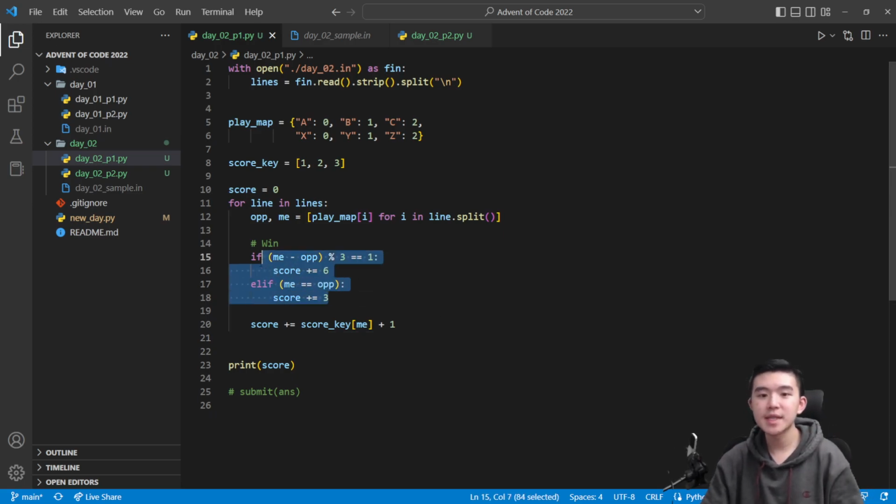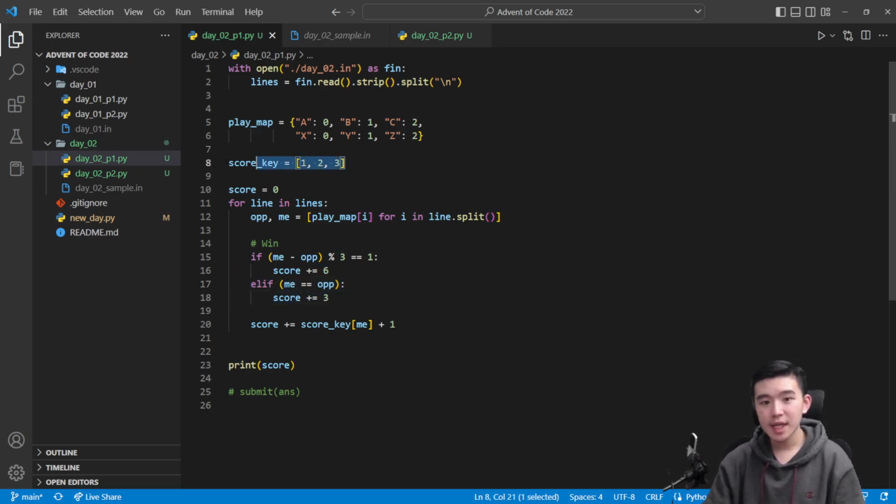Anyway, so we can easily determine if we win. If so, we get 6 points. And we can also determine if our opponent wins. That's 3 points. Next, we also have a dictionary. It's actually just an array that contains the points that we get for playing each specific play. So rock is 1, paper is 2, and scissors is 3. So we just add that score to the end. That plus 1 should not be there. And then at the end, we just print out our score.